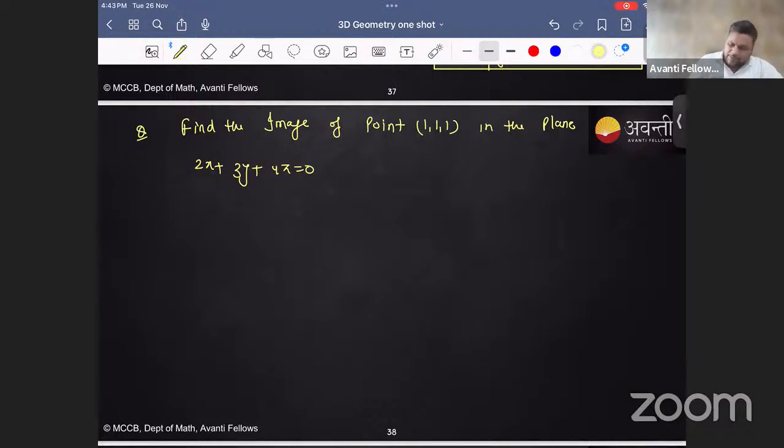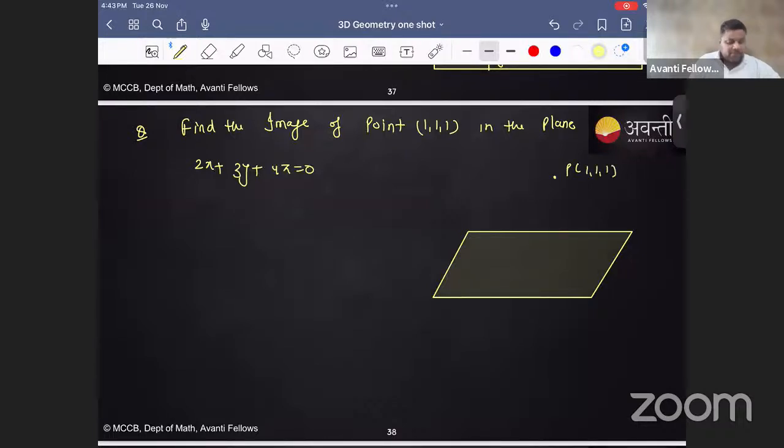Got it? Now see, the question is, this is the plane given to you. There is a point P, say (1, 1, 1). You are trying to find the image of this point in the plane. Now image will be what? Image will be exactly on the opposite side of the plane at the same distance where the point is lying. Got it? Now say this is the image P dash.